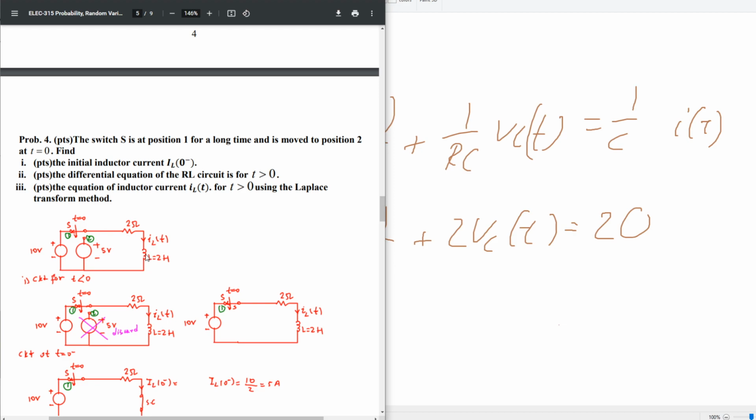The inductor is going to be the current flowing through here. The current is going to charge up. So that's going to be 10. V is equal to IR, so I is equal to V over R. So 10 over 2, and this is going to turn into 5. Yep, see, right over here. I_L(0-) is equal to 10 over 2, 5 amps.